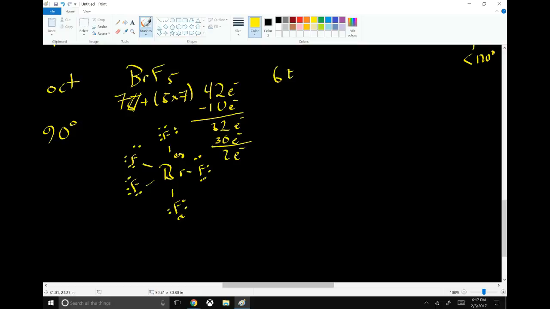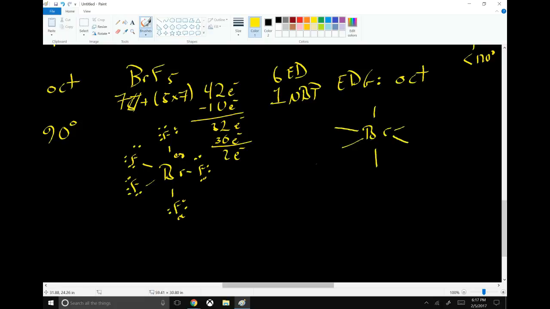So we have 6 electron domains, 1 non-bonding pair. So our electron domain geometry is still octahedral. There's bromine in the middle. And it doesn't really matter where you put the non-bonding pair, because these 6 positions are all exactly the same on an octahedron. Okay? But I'm going to put it on the bottom because it'll make it easier to visualize the resulting shape. So there's bromine, here are our 5 fluorines, and there's our non-bonding pair.